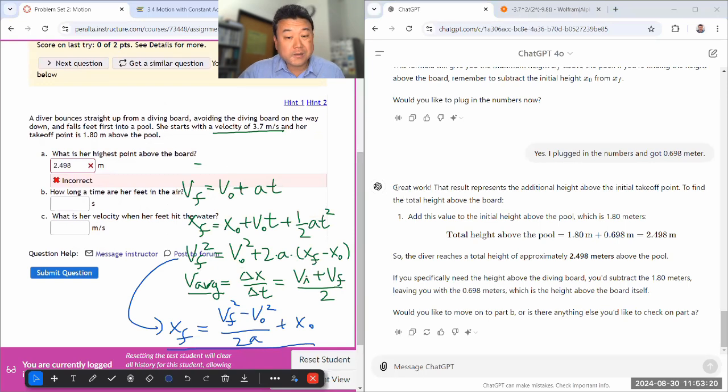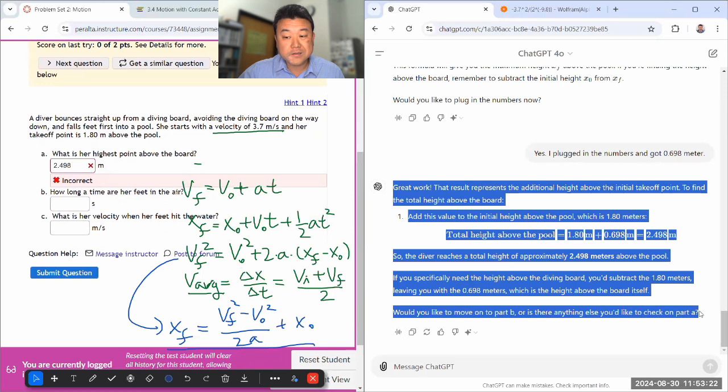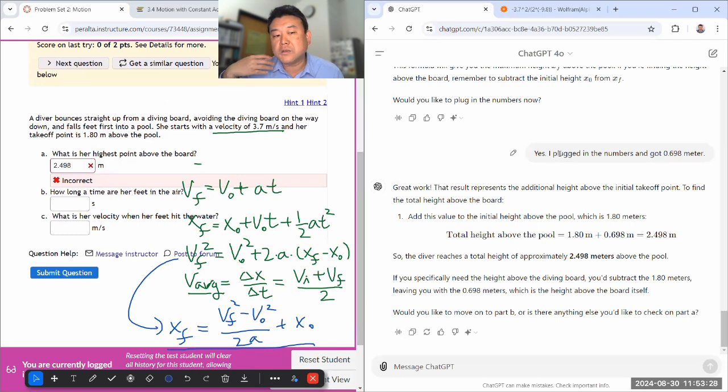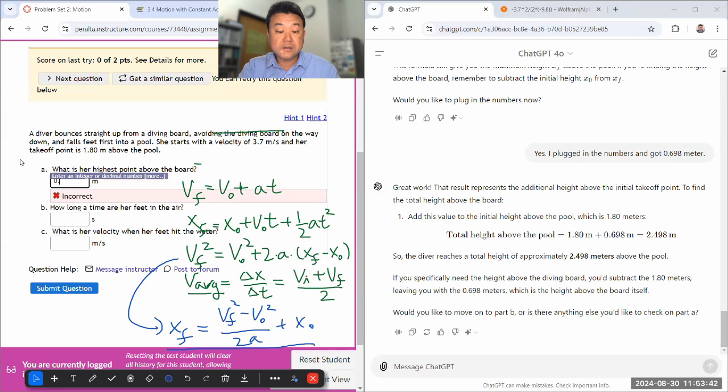A large language model, despite these appearances, doesn't actually reason. It's an advanced text prediction algorithm. It doesn't have the actual capability to reason things through. So it'll miss the fact that your question asked about above the board, and this is about above the pool. And the number you just got, 0.698, that is just the correct answer.